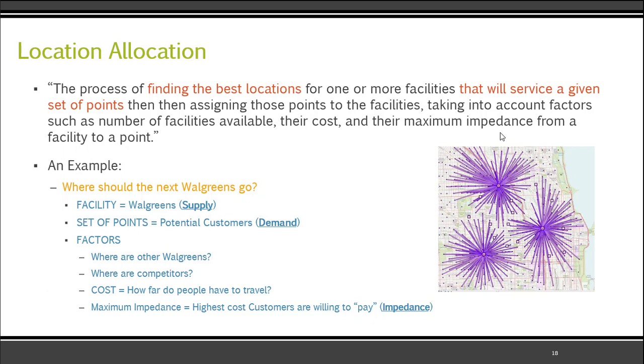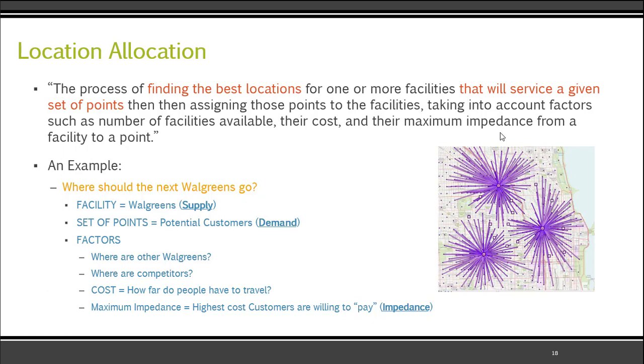It then assigns these points to the facility, so it allocates them to that, taking into account factors such as the number of facilities available, their cost, meaning how long does it take to get there, and their maximum impedance from a facility to a point. So on the right-hand side, you can see how they start to look like origin destination cost matrices, right? You're connecting up a set of points to a destination, but it's doing it with a different set of rules. It's not just about travel time to your destinations, but each of these destinations now has rules about the number it can accept and the maximum travel time outside of them.